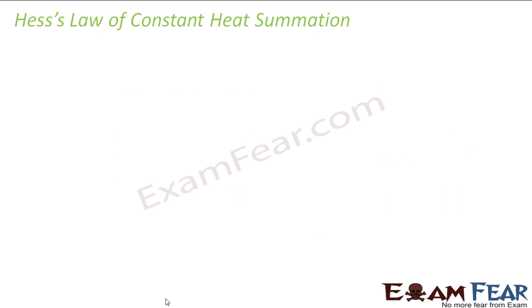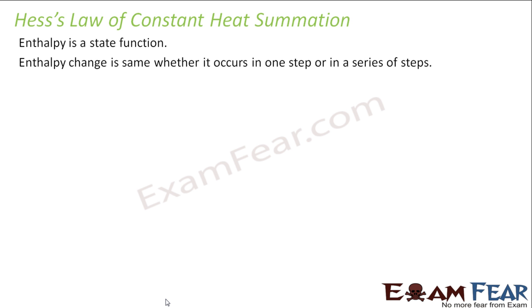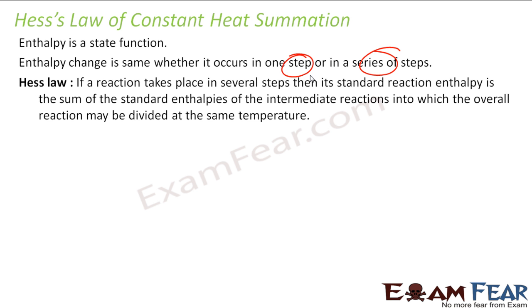So, Hess Law of constant summation, the next topic, and actually the last topic, the Born-Haber cycle, is based on this Hess Law itself. This is derived because enthalpy is a state function. So enthalpy change is the same whether you do it in one step or a series of steps, as we have seen in the last Born-Haber cycle, right?